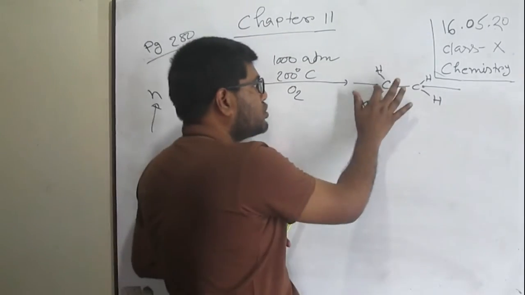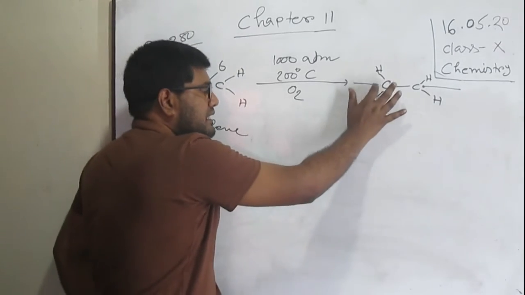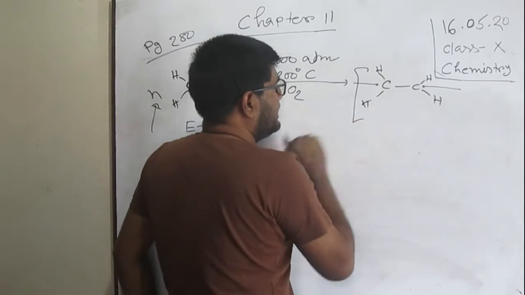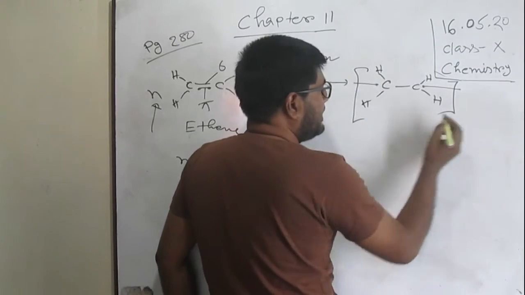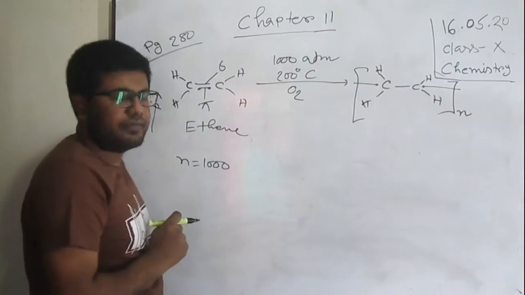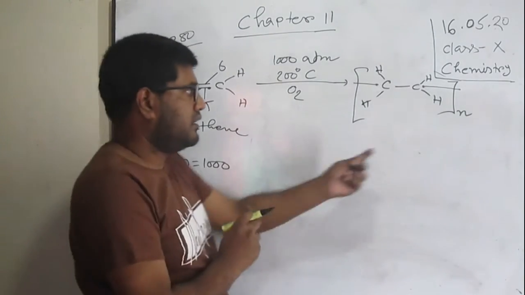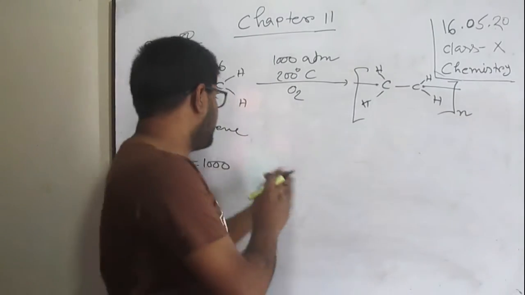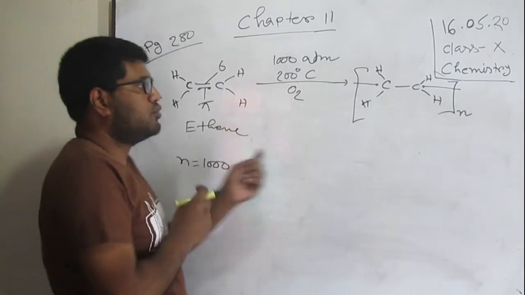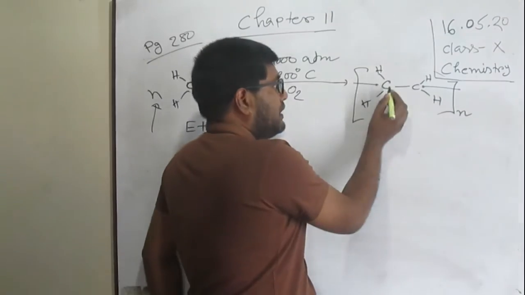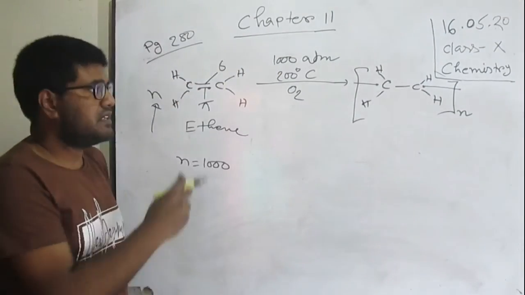That's why we should conclude this formula into this condition, and we should write a third bracket, another third bracket, and we should write N here. That means if the value of N is 1000, then we should write 1000 here. If the value of N is 500, then we should write 500 here. So we should write this type of reactions this way.